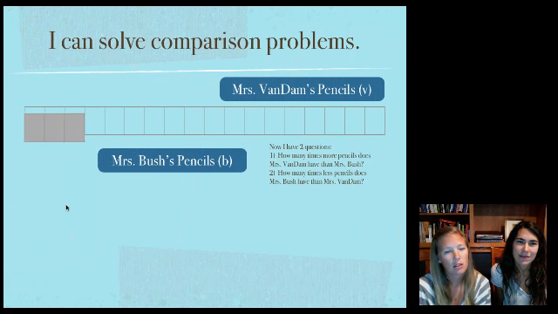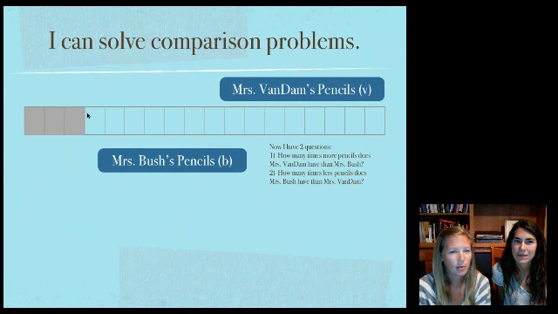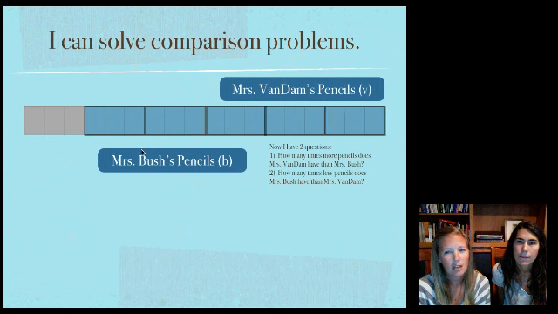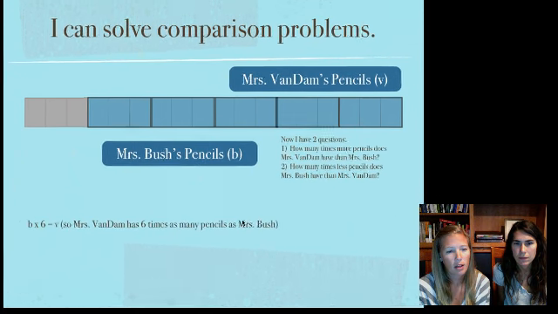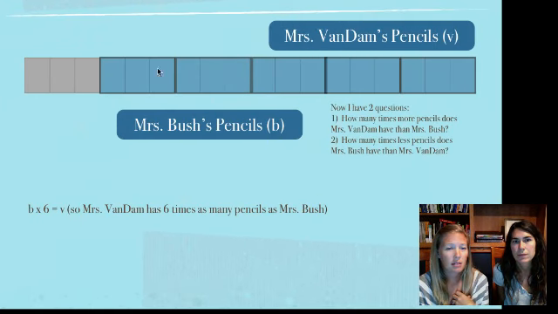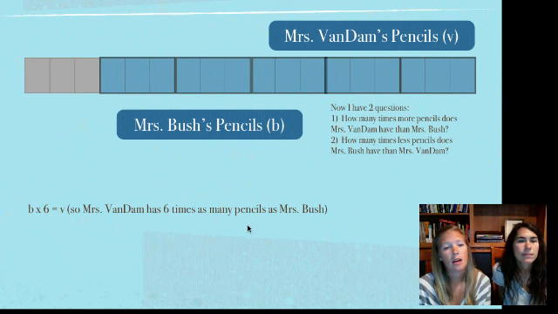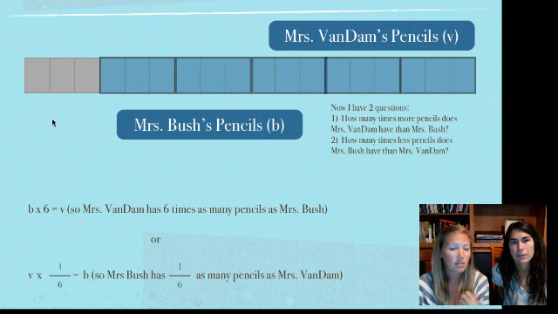So if we look at this and we slide my 3 up, that covers 3. But if I keep going and I spread those 3 out, I can see those equal groups of 3 spread all the way to the end. So we end up with 1, 2, 3, 4, 5, 6 equal groups of 3. So when I go to compare them, Mrs. Van Dam has 6 times as many pencils as I have. And then if we do the flip side, where we do the smaller, I have 1/6 as many as her.